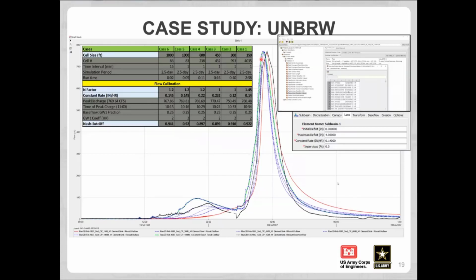You can see case one matches the peak timing, and for both case one and case six the peak rate is pretty close, but the peak is a little different. Case one underestimated, and case six overestimated. On the falling limb, both are overestimated, but it's pretty good.